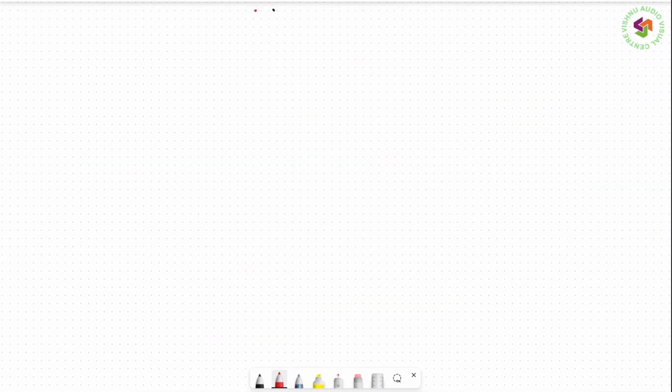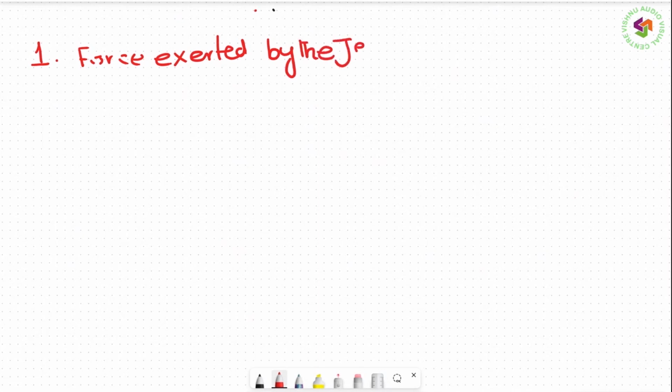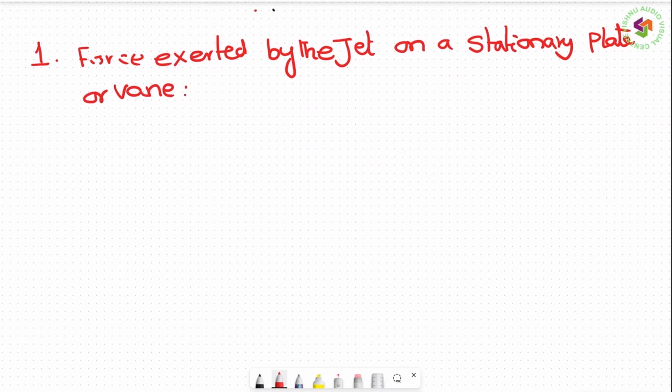What are the cases that we will take? Number one, force exerted by the jet on a stationary plate or vane. You can remember this as fixed also. So in the first topic we are talking about stationary plate or vane.